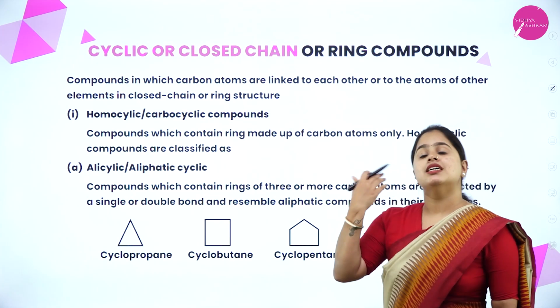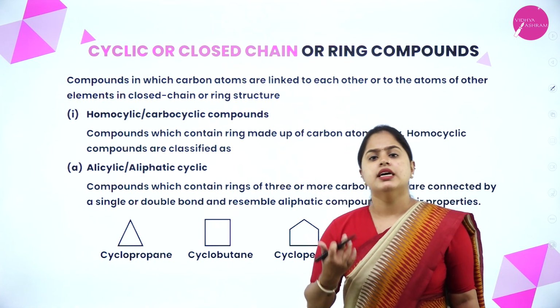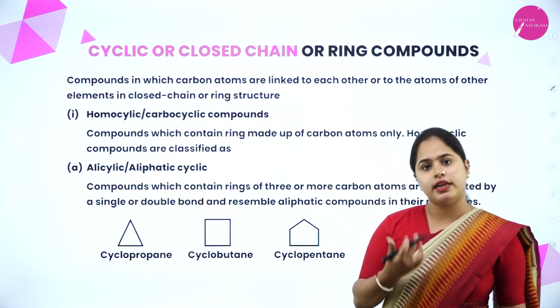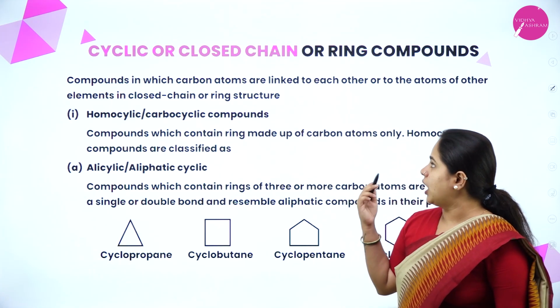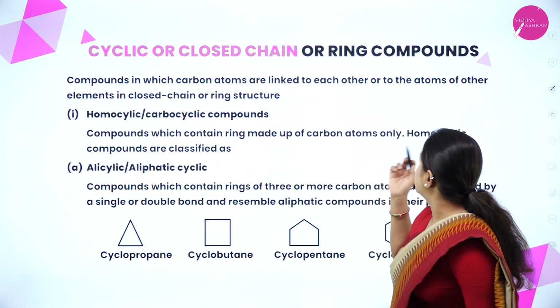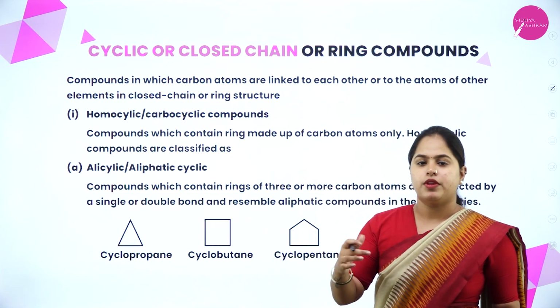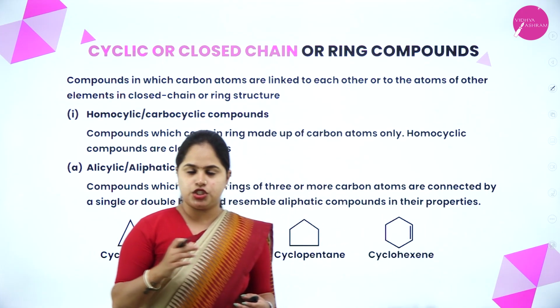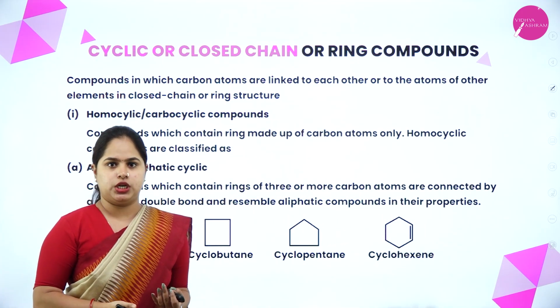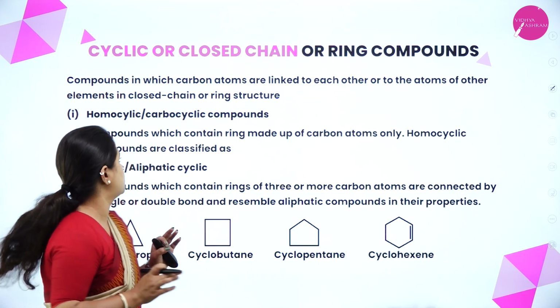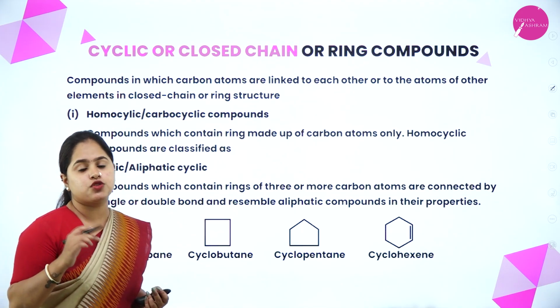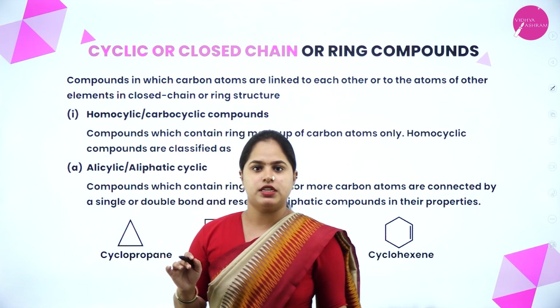Now the next one is cyclic. Right, cyclic or closed chain or ring compounds. So the compounds in which carbon atoms are linked to each other and to the atoms of other elements in a closed chain or ring-like structure. They will be bonded with each other and they'll form a closed structure. Right, not open, it will be closed. Okay, now there are two types. First one is homocyclic and the second one is heterocyclic.